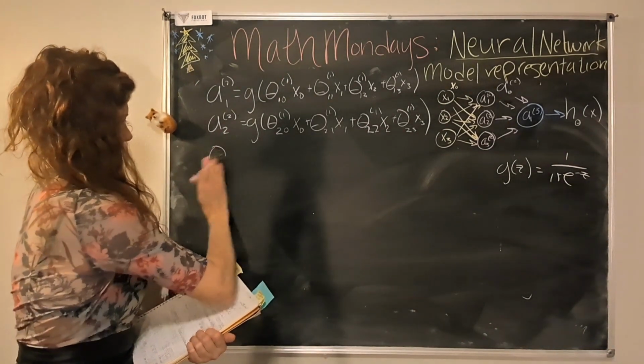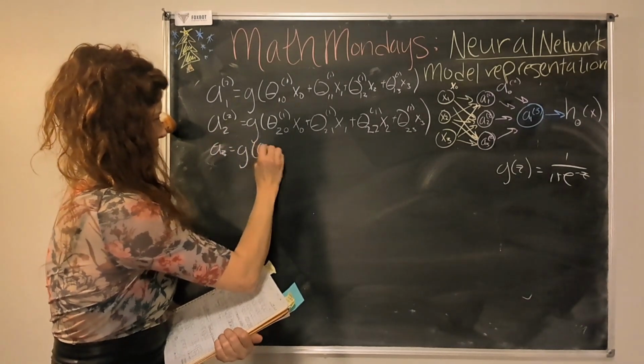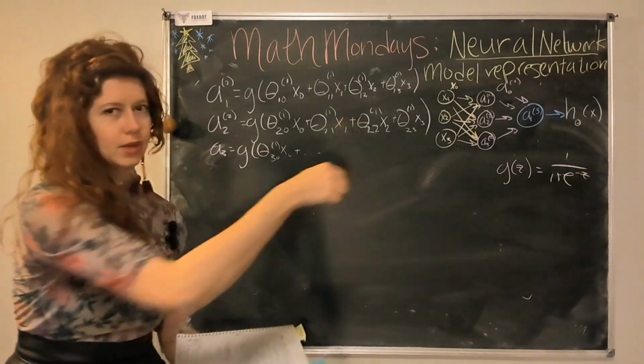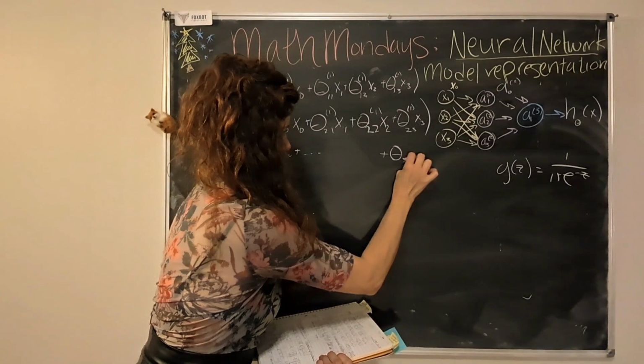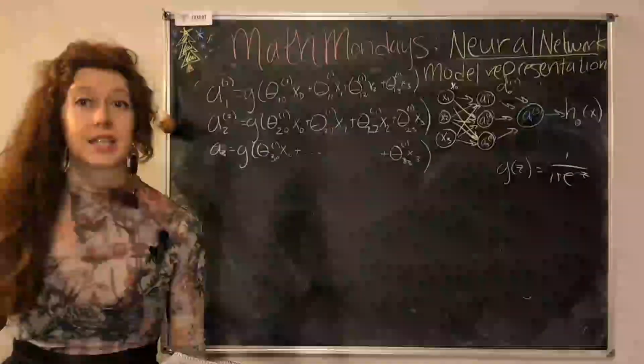A3 equals sigmoid function of theta 3 0 of layer 1 times x naught plus, okay, you get the picture. It goes all the way to theta 3 3 times x3 in layer 1. Okay, it's a lot of terms.